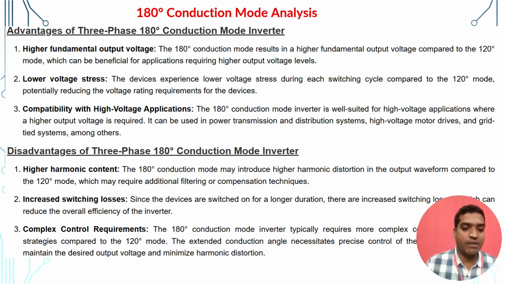But when we come to the 120-degree mode of operation, that is very simple, because there each switch is conducting only 120 degrees, so for the remaining 60 degrees no switch is turned on. That particular time is helpful for developing the gate control signal, so as compared to 180-degree mode, the 120-degree complexity is somewhat less.